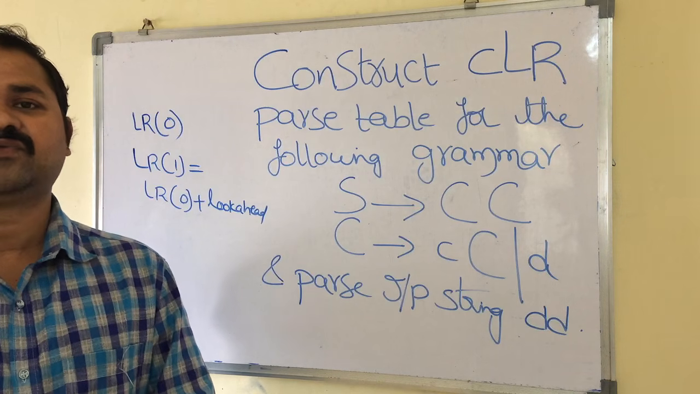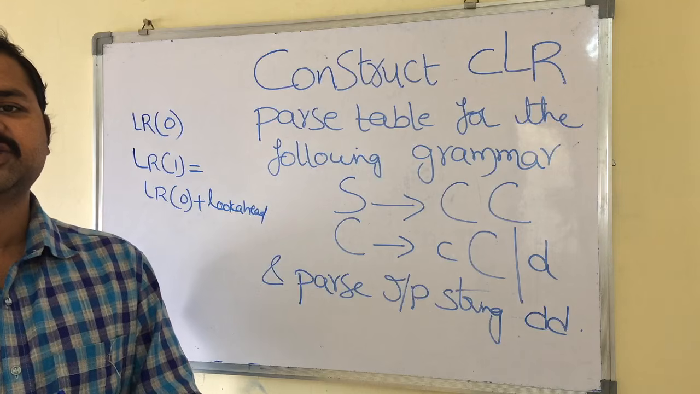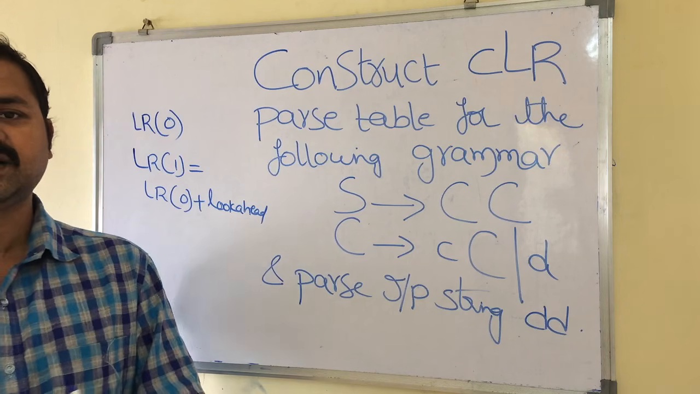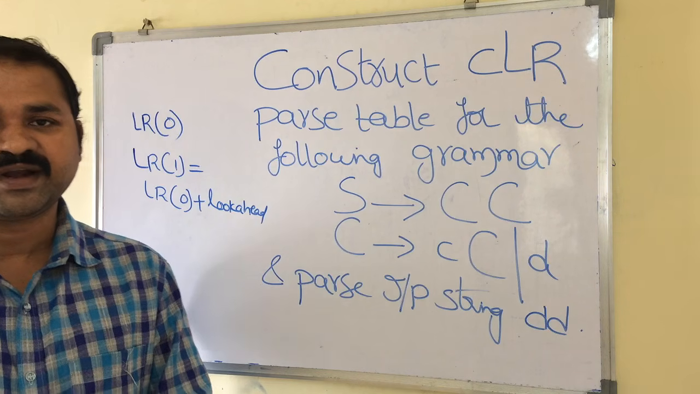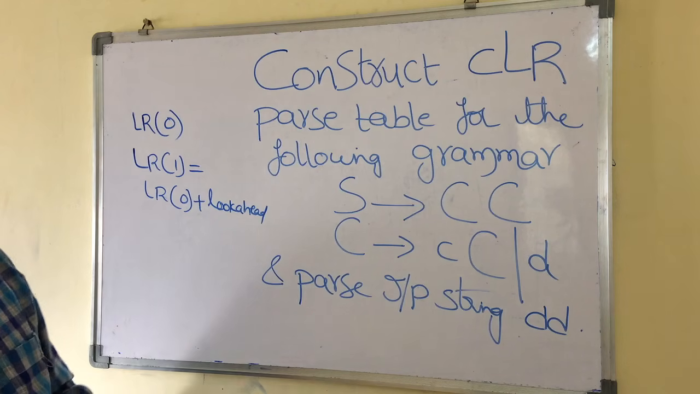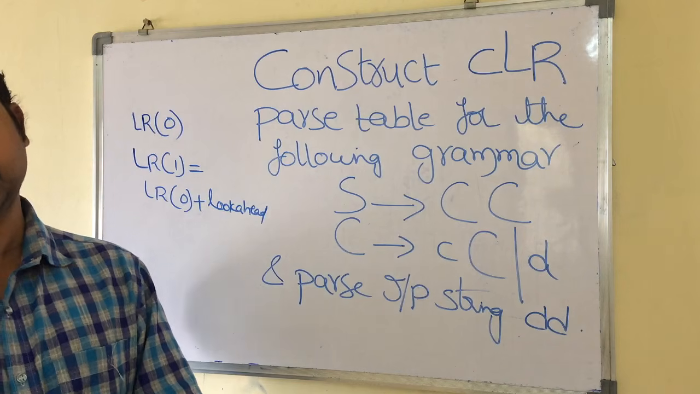Step 1 is finding the augmented grammar. Step 2 is, instead of calculating LR(0) items, here we calculate LR(1) items. The next step is construction of the parse table, and the next step is parsing the input string.